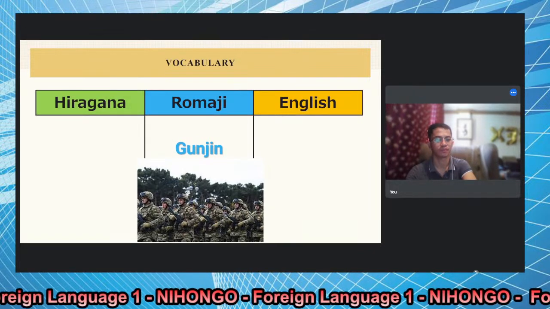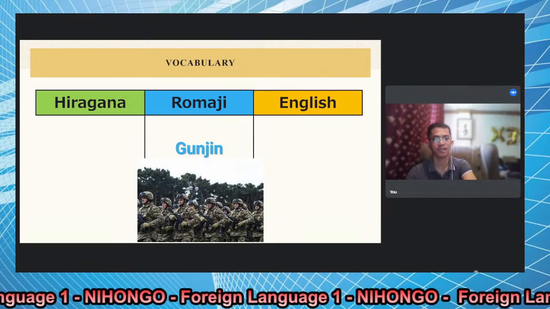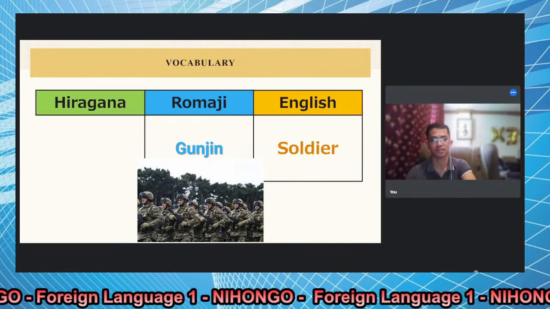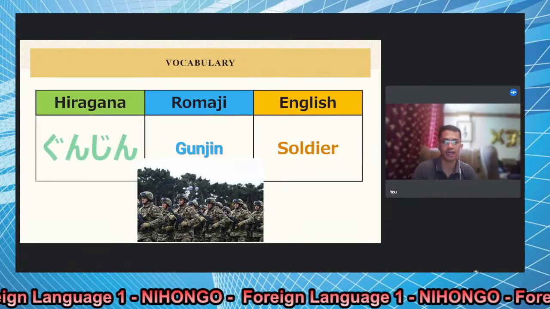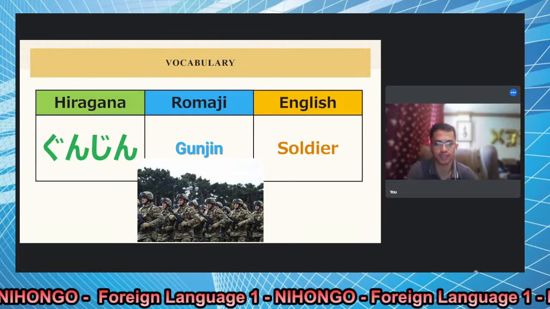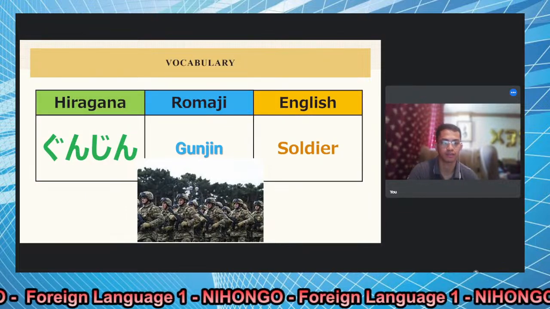Gunjin. Gunjin is soldiers in Japanese. So it is written as gunjin.